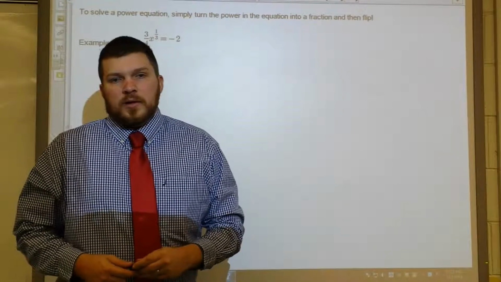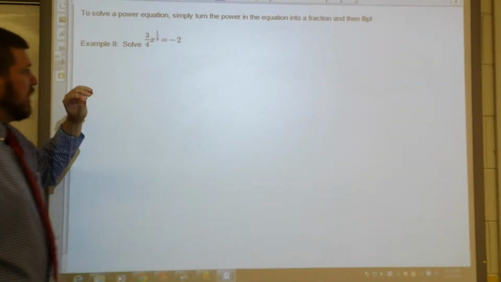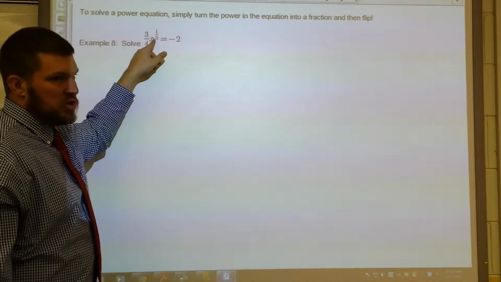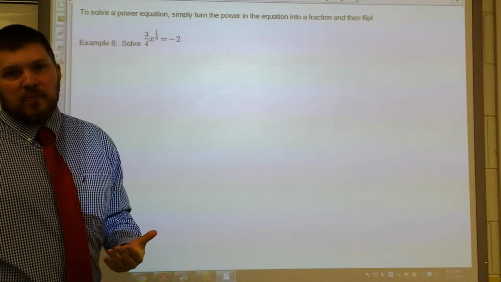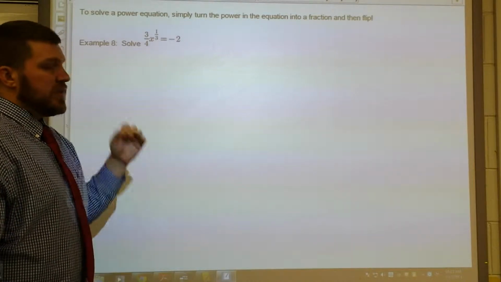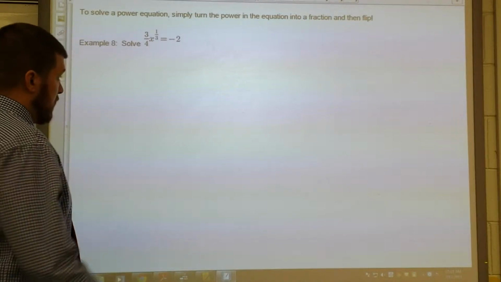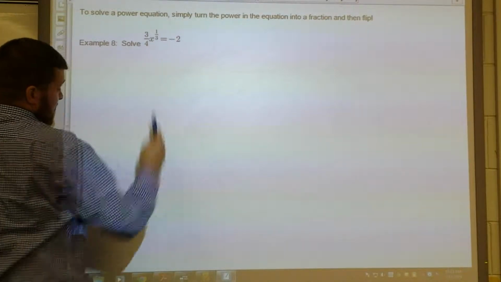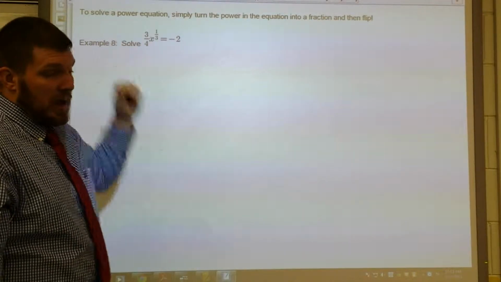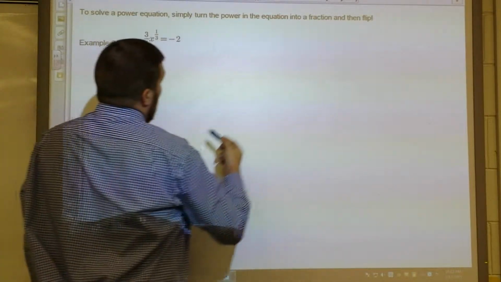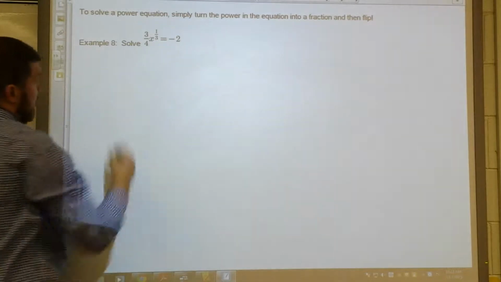A little bit more complicated. I have a number in front of a power. Okay? So when I have a power equation, especially if my power is a fraction, then to cancel that power, I have to flip it. Okay, so let's do an example. The very first thing you want to do though is get that piece that's got the power by itself first. So for this problem, I'm going to have to get rid of 3/4.